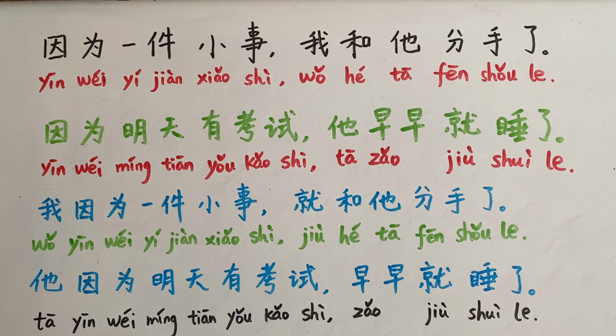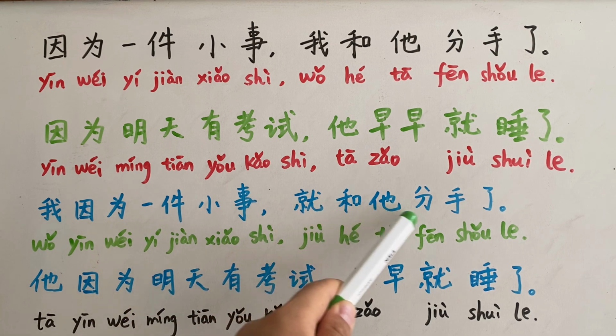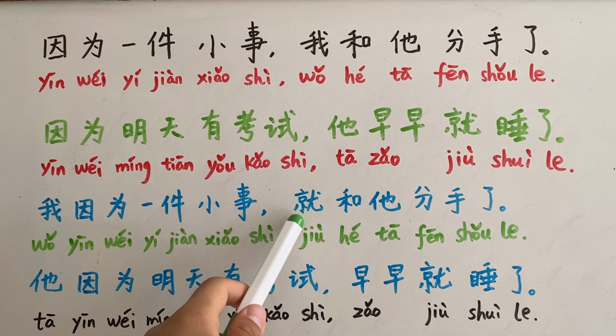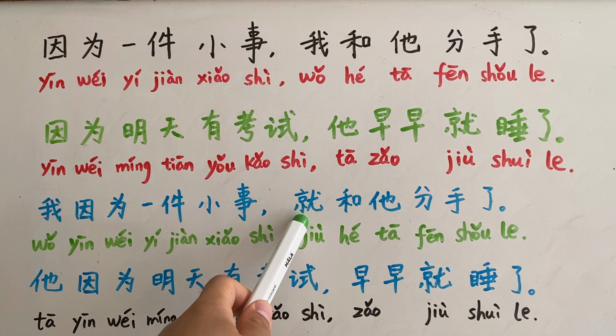And we jump to the third sentence. This one is the same as this one. 我因为一件小事就和他分手了. So you can understand, 我, we put the first person pronoun at the beginning of the sentence to start the sentence. 我因为, I, comma, because of a little thing, comma, broke up with him, period. Right? So you may figure out the grammatical function of this 因为. 我因为一件小事，就和他分手了.